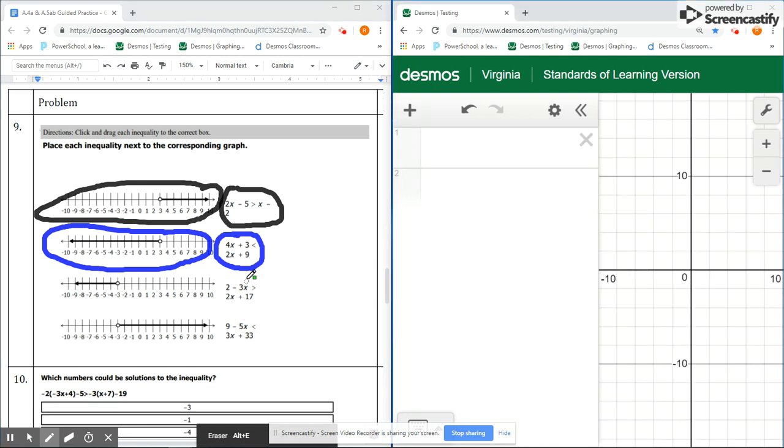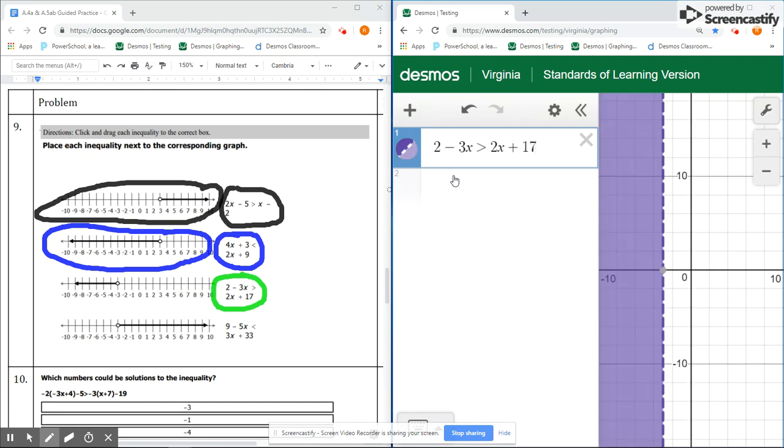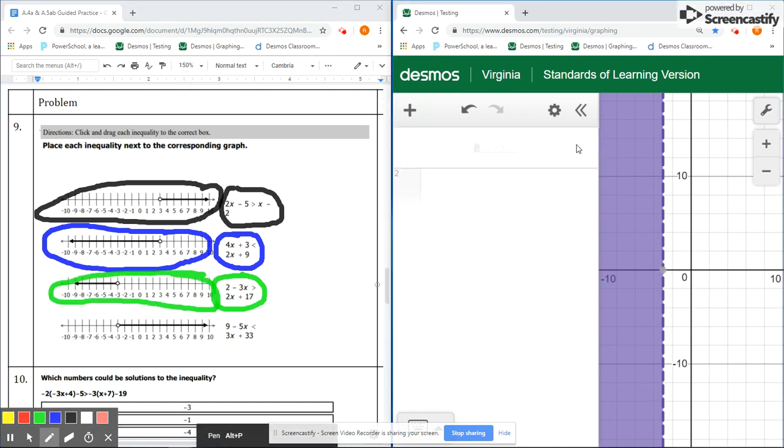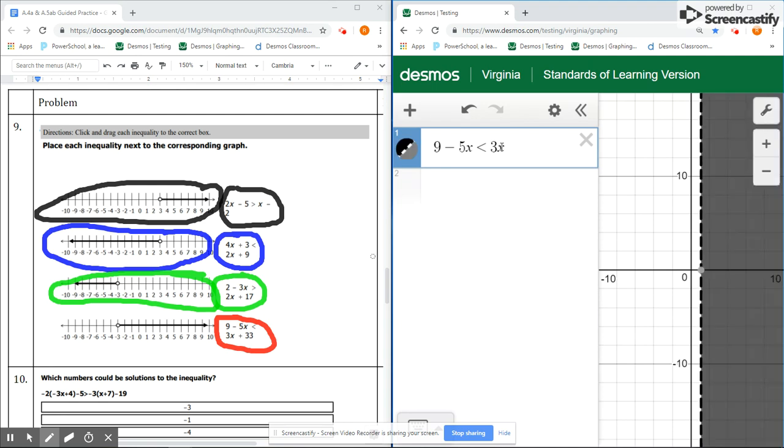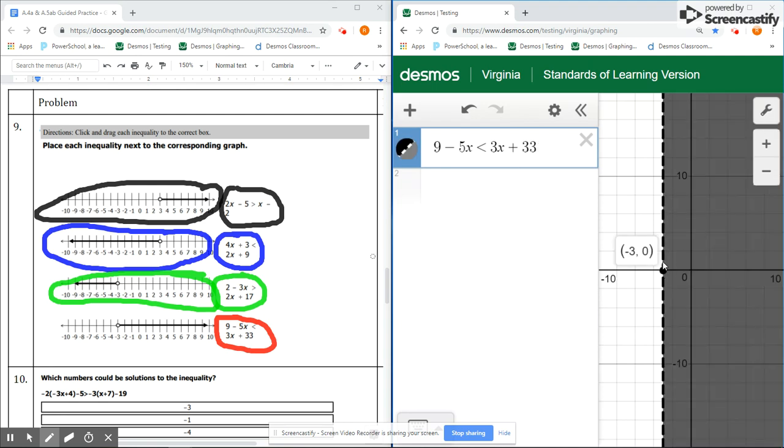Okay, let's check the next one. We have 2 minus 3x is greater than 2x plus 17. Okay, this one is at -3, and we are shaded to the left. So this starts at -3 and is shaded to the left. This is the correct answer. And last one here, 9 minus 5x is less than 3x plus 33. Okay, we start here at -3 and we are shaded to the right with an open circle. So this is the graph.